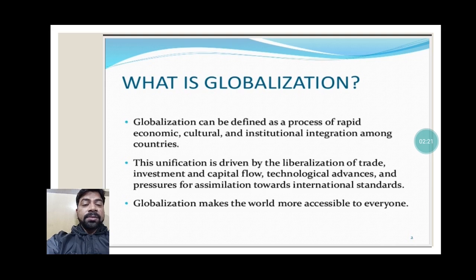We often say that today our whole world has become a global village. Globalization makes the world more accessible to everyone. Now it is not impossible for anyone to explore the world. Everyone can get access to other countries.